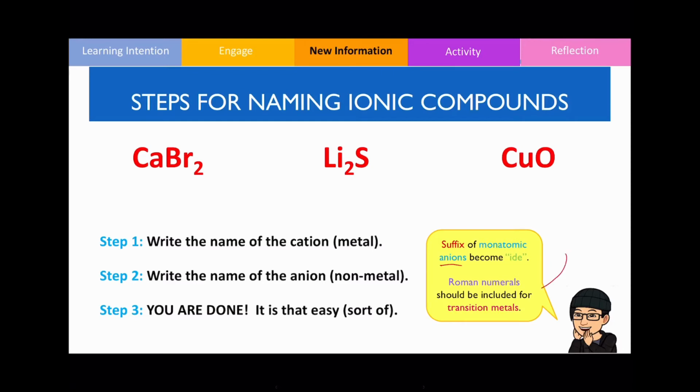And if you do have transition metals, then make sure that you are actually including Roman numerals in the name of it as well. So I've got 3 examples over here. For this one over here, we can see that this is clearly going to be calcium. We don't change the name of the first cation at all. However, this is a bromine, and this is a monatomic anion. So bromine actually becomes bromide. So therefore, the correct name for this is going to be calcium bromide.